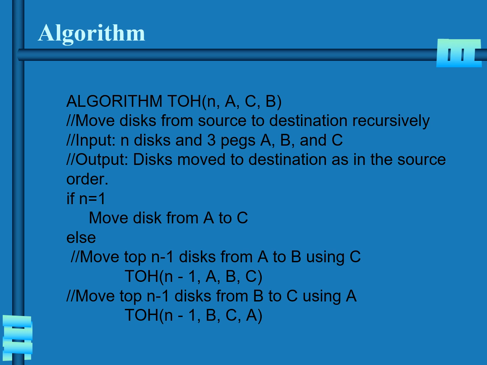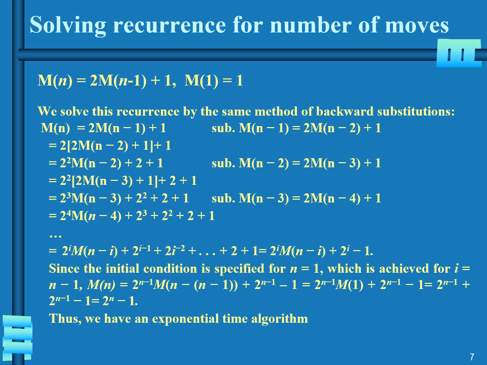Again you have to move that n minus 1 disk from B to C using A as an intermediate one. So this algorithm is very simple. When you come to the efficiency of an algorithm, how to analyze this is, first we have to find what is the basic operation. Here the basic operation is move, not multiplication. So that's why we named this function m.